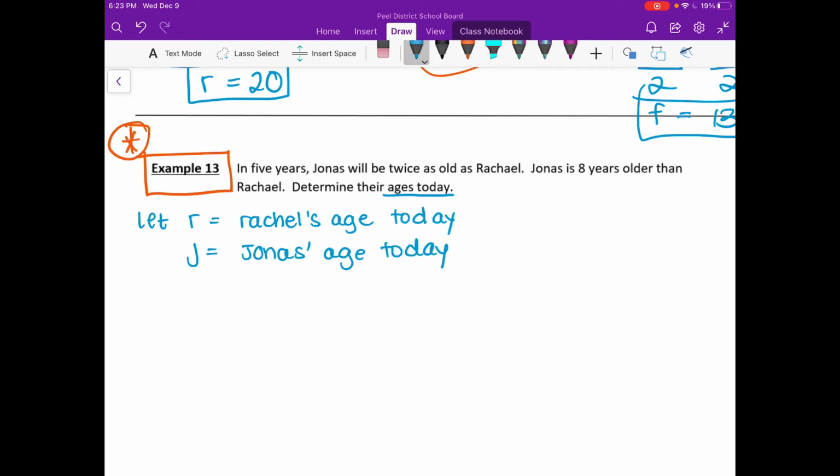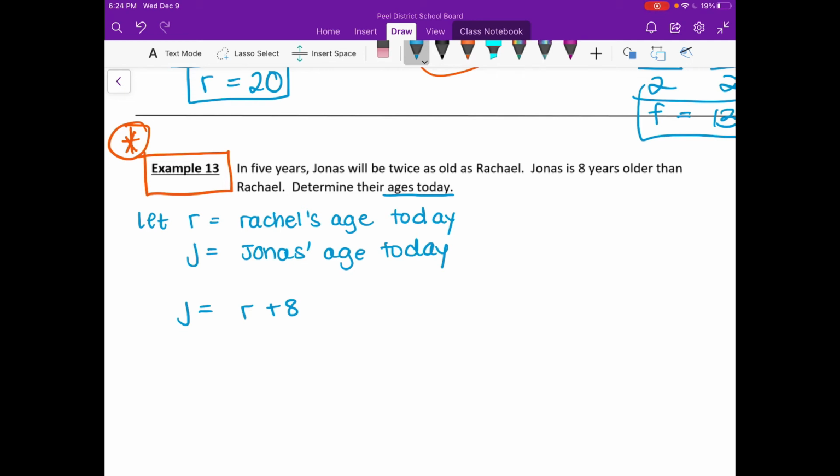And then what I'm going to do is put stuff into terms. So I'm going to say Jonas is 8 years older than Rachel, so I'm going to put J in terms of R. So J is equal to Rachel's age plus 8, because Jonas is 8 years older. Rachel's age plus 8 will give you Jonas's age.